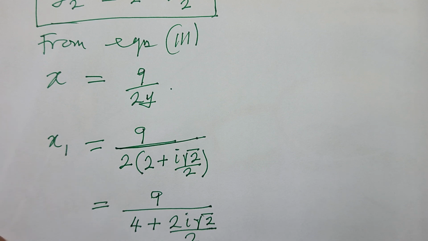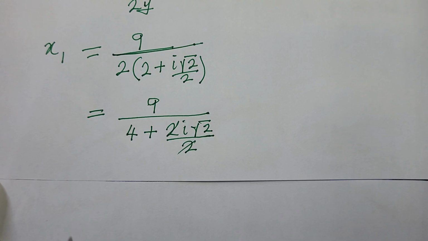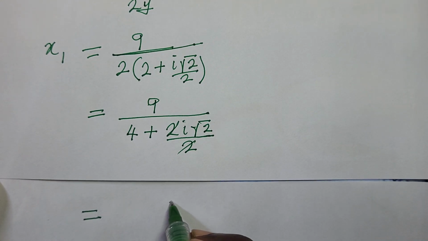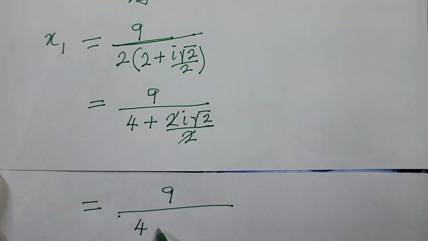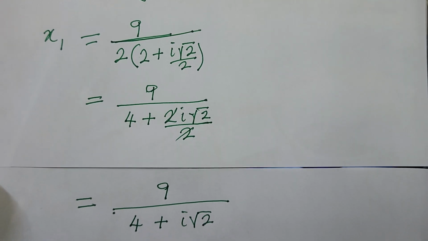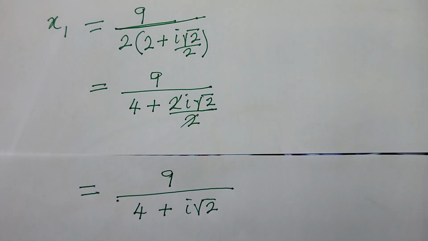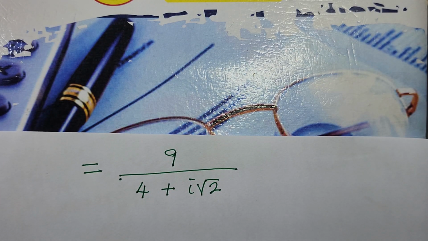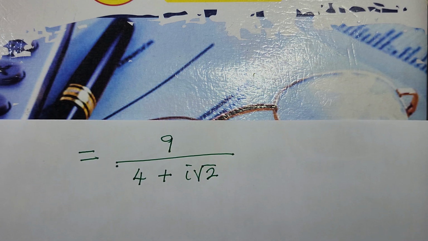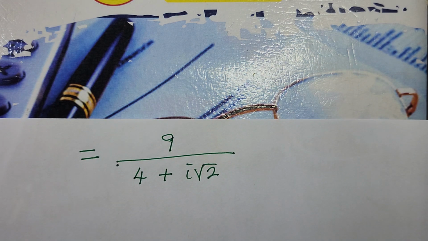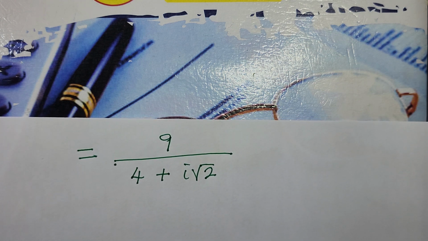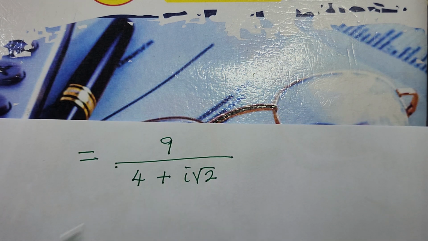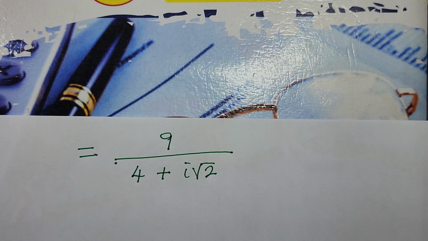And again, from here, this can go with this. So this is going to give us 9 all over 4 plus i into root 2. Okay, so how do we simplify this expression now? It is easy. If you have a sound knowledge of surds, we just have to rationalize the denominator. So we find the conjugate of this denominator and then we rationalize.